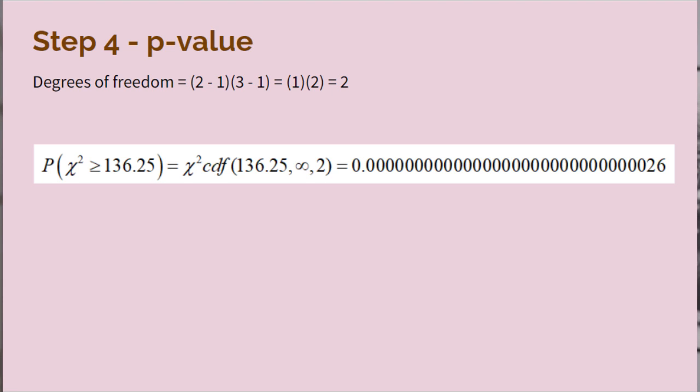So I'm going to go to chi-squared CDF on my calculator. Lower value is 136.25, upper value is 999 with 2 degrees of freedom, and I get an extremely low p-value, 0.26, lots of zeros there.